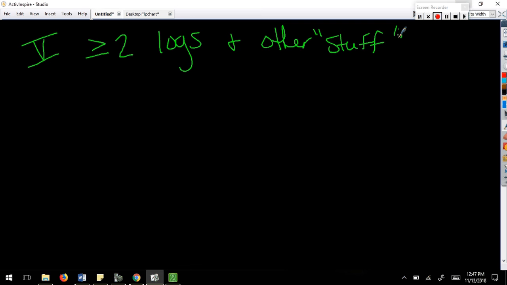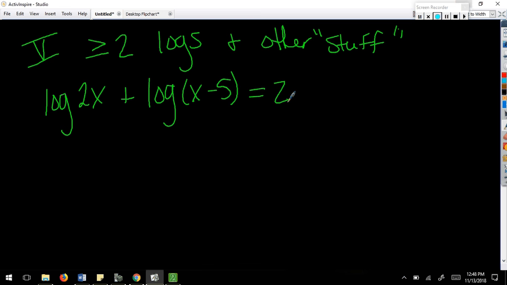The other stuff is probably going to be something like a plus 2 or minus 2, plus 4, something of the sort. Okay, it's not going to be anything too complicated. But here's what happens. Let's say I have log 2x. These are my favorite. Log x minus 5 equals 2. So when it's like this, we need the logs together. Now, and they are.